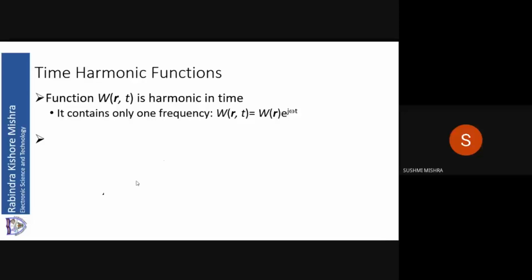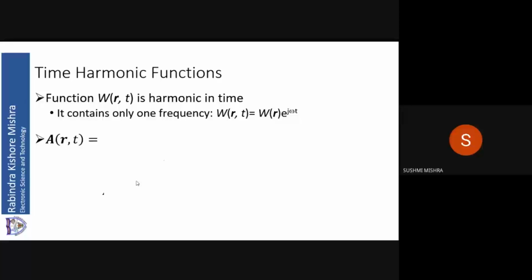The other reason is obvious: if you take a sine function or a cosine function, sinusoidal functions, they are always harmonic in time. After a particular time interval, they repeat themselves. They are the most common time harmonic functions. So we take e to the power j omega t as our time dependence part. So let us define our vector potential as a time harmonic function.